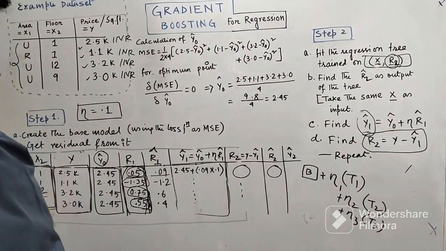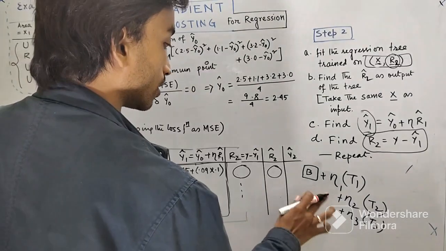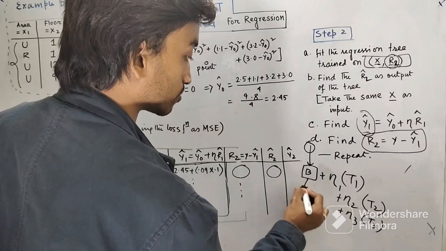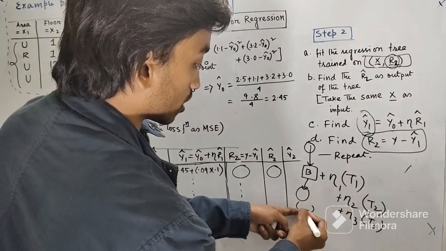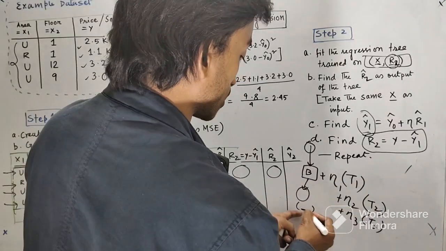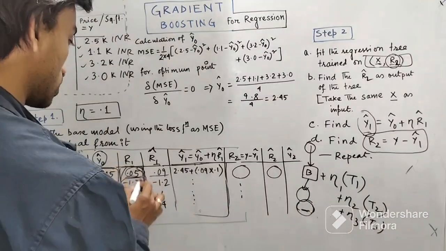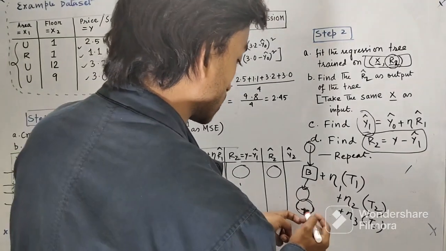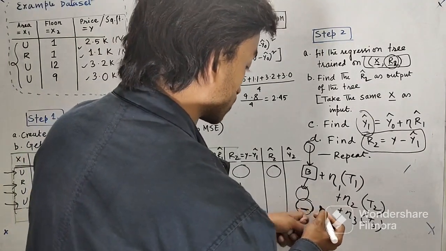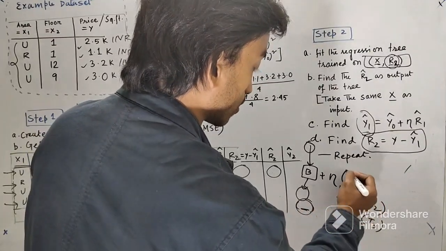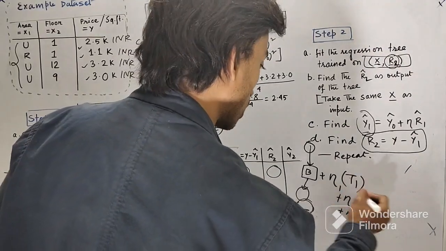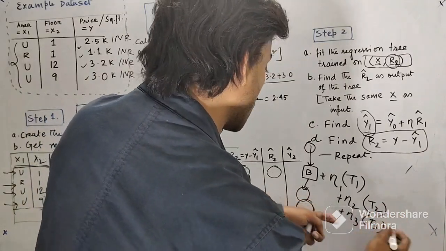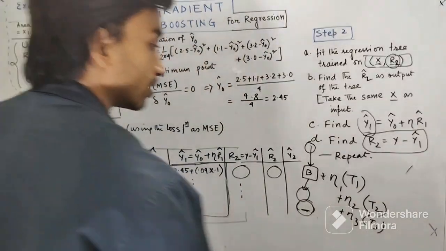So if you have one input, you give an input over here and you will get one base model output. That base model output plus eta 1 into the first residual tree output T1, plus eta 2 into the second residual tree output, and in this way you have to form the output.